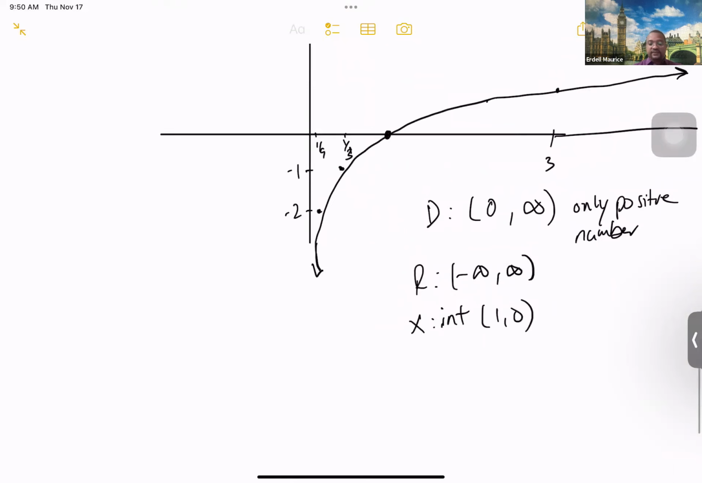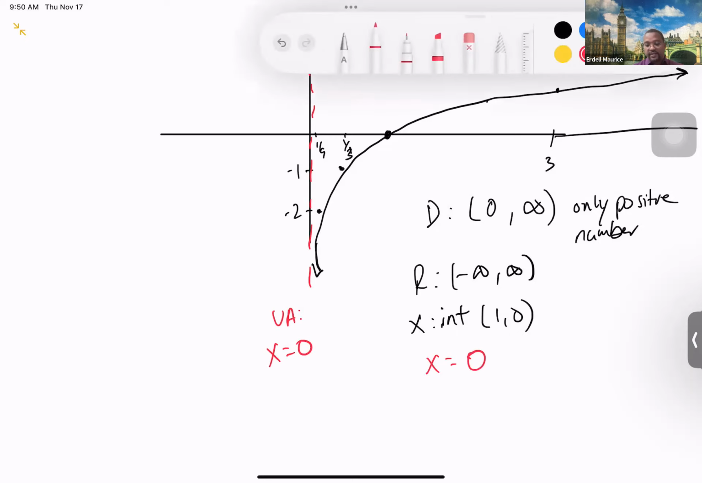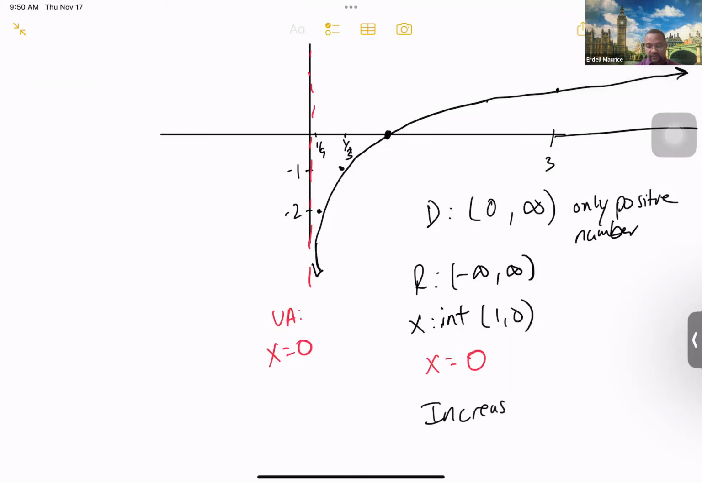Now, the graph does not have a horizontal asymptote. What it will now have is a vertical asymptote. Going up right here, you have a vertical asymptote. That's going to be x equals 0. And this graph right here is going to be increasing. Questions there?